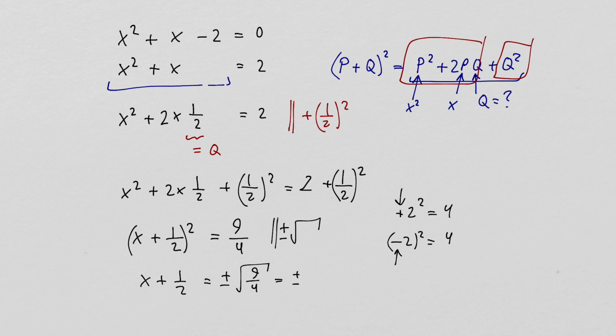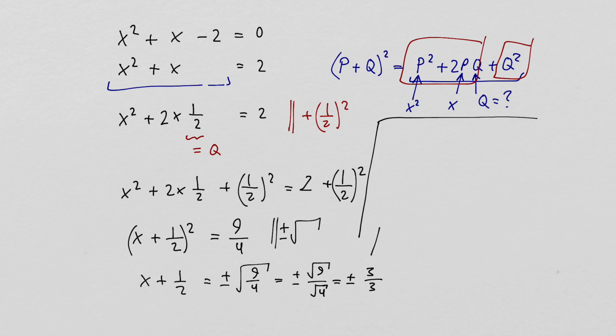We can take the square root separately from 9 and 4, and we get 3/2. So in the end we have that x is minus 1/2 plus 3/2, which would give 1, or x is equal to minus 1/2 minus 3/2, which would give minus 2. In this way we would get the solutions.